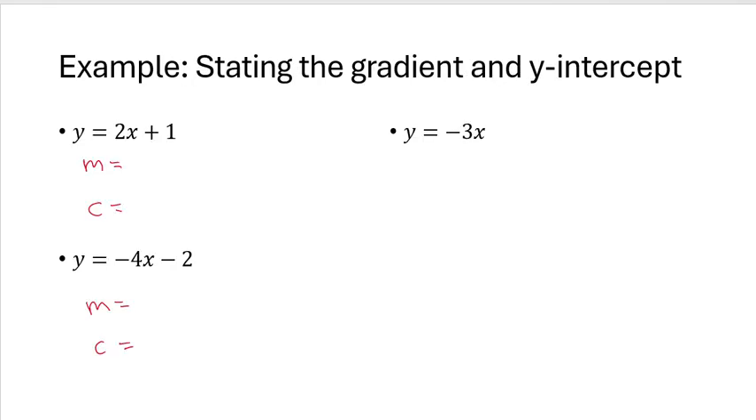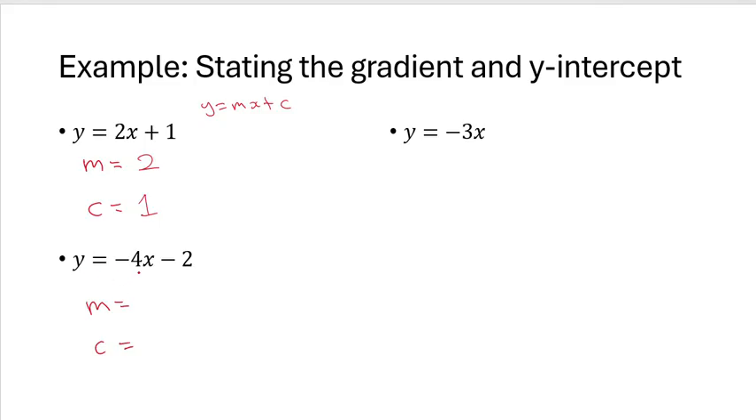So let's just go through an example right now. So I have some equations here already set up. Now let's just identify what m equals to in the first one, y equals 2x plus 1. So just remember we have y equals mx plus c, and m is just the number in front of the letter x. So as we can see here, m equals 2. Great. And then for c here, we have positive 1.